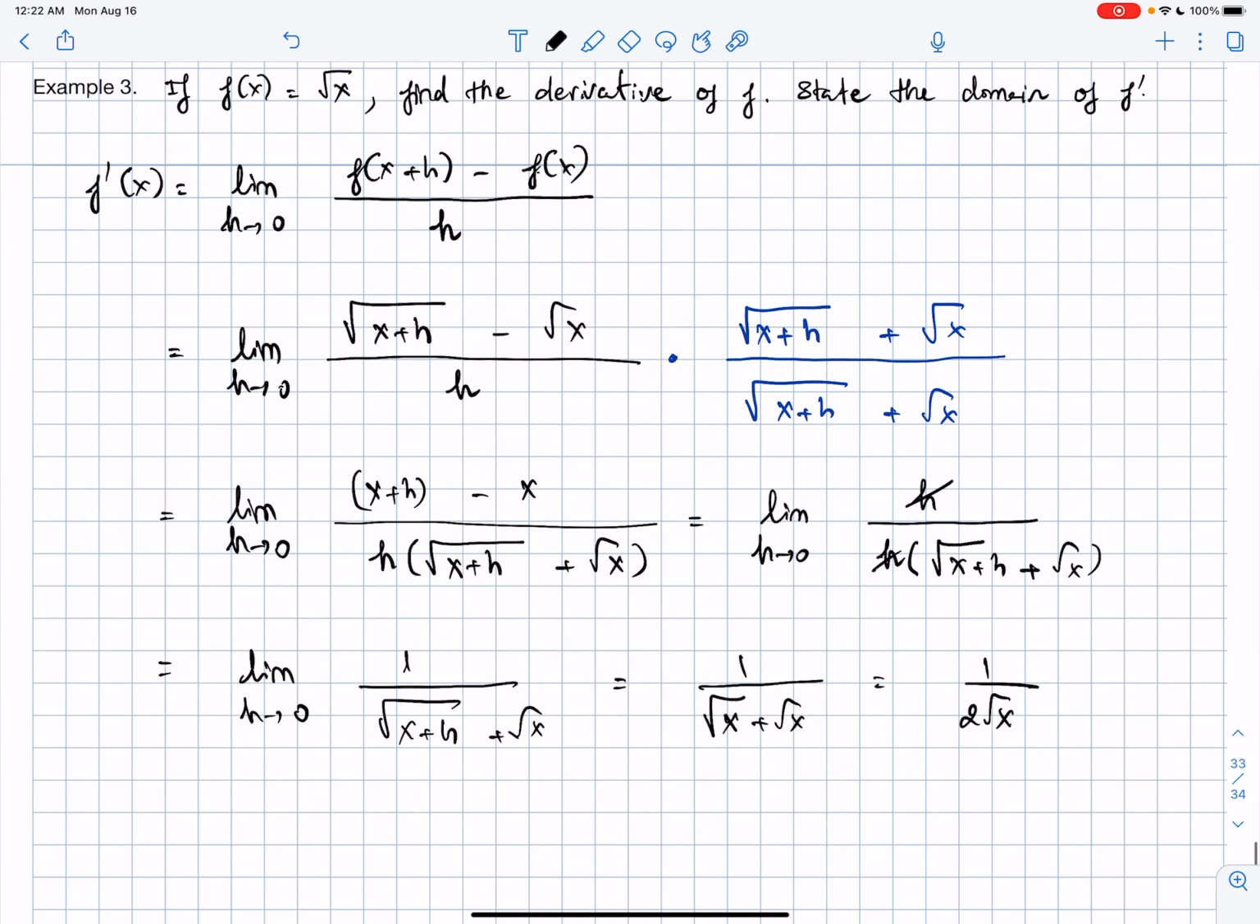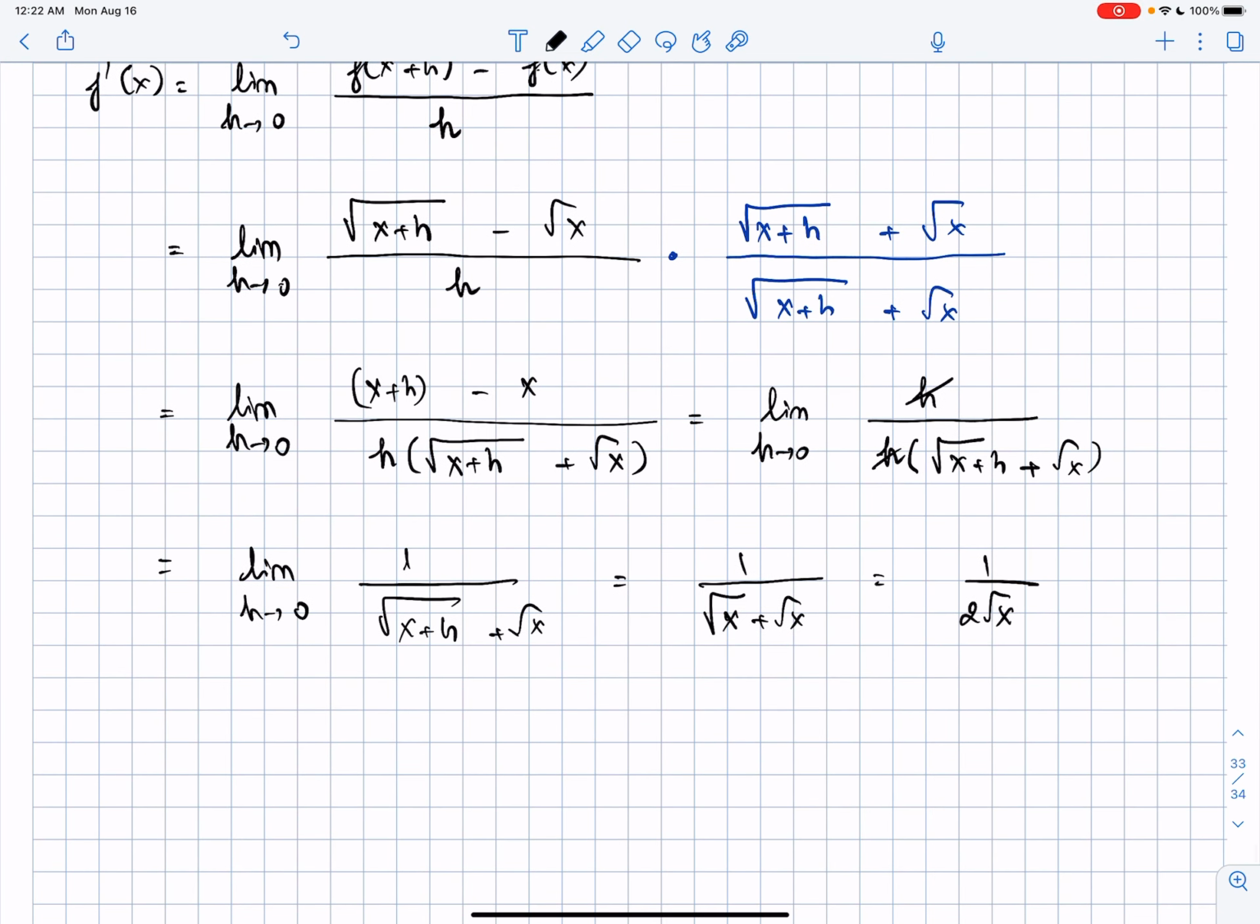The problem also asks us to state the domain of f prime. So the domain of the square root is x greater than or equal to 0. However, this square root is in the denominator. It cannot be 0, otherwise we will get undefined. So we just take x greater than 0 only. If you want to write it in interval notation, that would be from 0 to infinity.